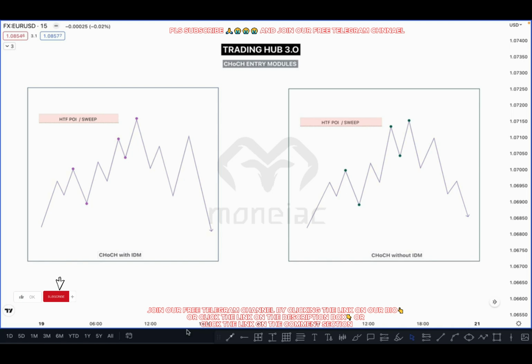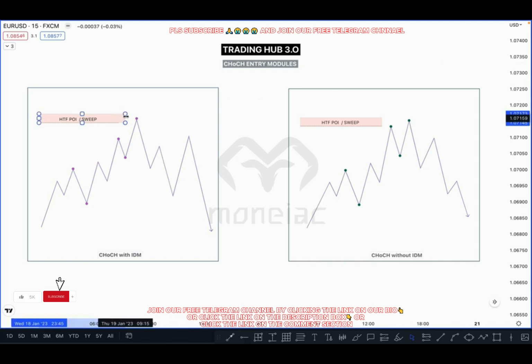First of all, we use change of character. Change of character means CHoCH, and we use it in a lower time frame for confirmation. When the market taps on a PD zone and you switch into the lower time frame for confirmation, and the market breaks the first recent high or low, that's called change of character. Let me show you on a diagram, then I will switch to the real chart, so you can understand very easily and very quickly.